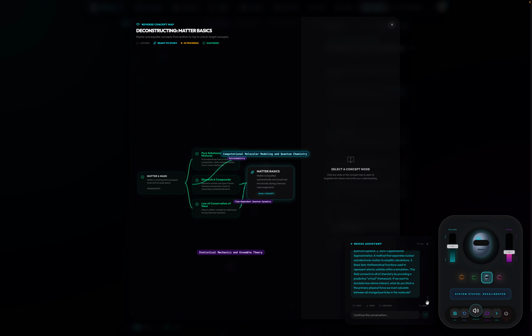Computational molecular modeling uses mathematical algorithms to simulate chemical systems. It allows us to predict the properties and behaviors of matter before performing experiments in the physical laboratory.